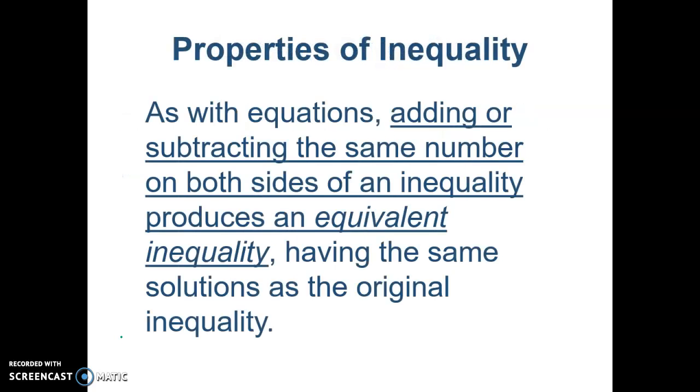Let's talk a little bit about properties of inequalities. Just like with equations, remember equations are two expressions that are equal. Just like equations, adding or subtracting the same number on both sides of an inequality produces an equivalent inequality, having the same solutions as the original inequality. Now, you guys remember that if we have, for example, 3 equals 3, whatever we do to one side, if we add 2 to one side, we have to do to the other side, 3 plus 2. That way, our equation is still true. This is the same with inequalities. Whatever we do to one side, we're going to do to the other so that our solutions are still true.